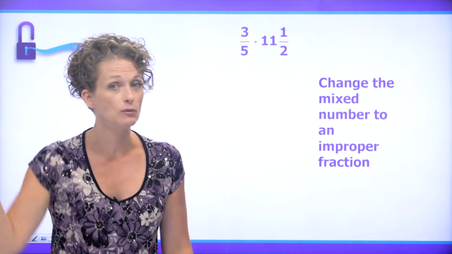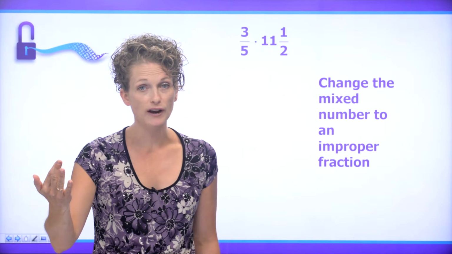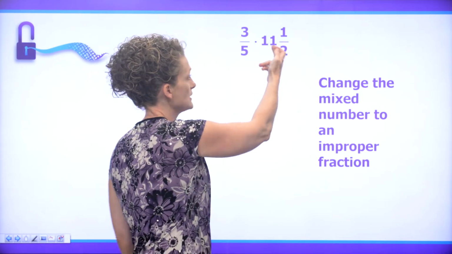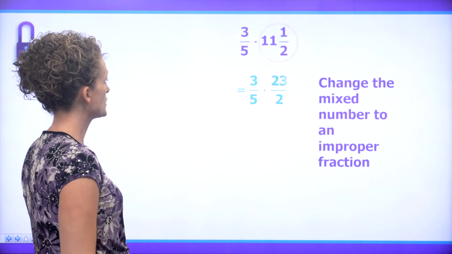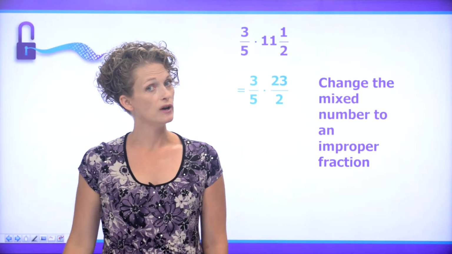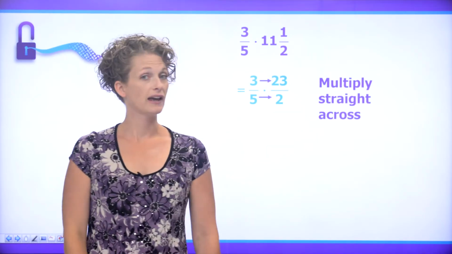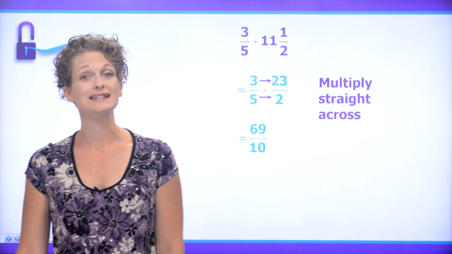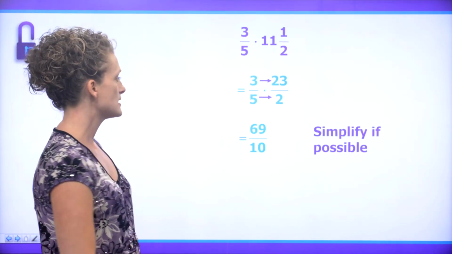So what's the first thing we want to do? Change the mixed number to an improper fraction. So how do we do that? 11 times 2 is 22, plus 1 is 23. All right, so 3/5 times 23 over 2, how do we multiply? We multiply straight across. And 3 times 23 is 69, 2 times 5 is 10, and of course, simplify if possible.